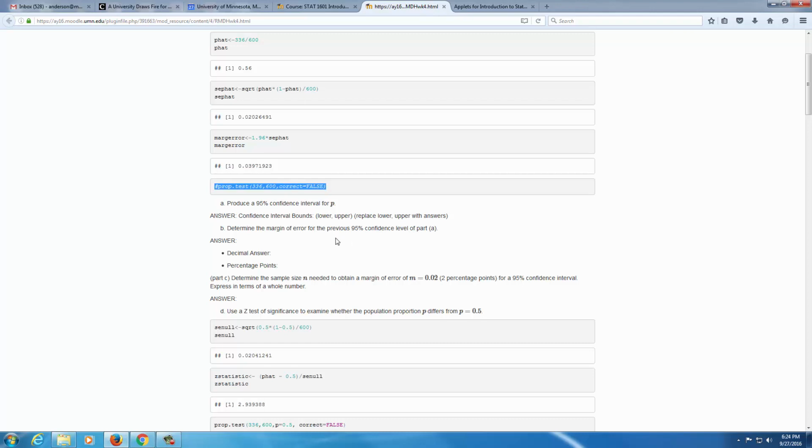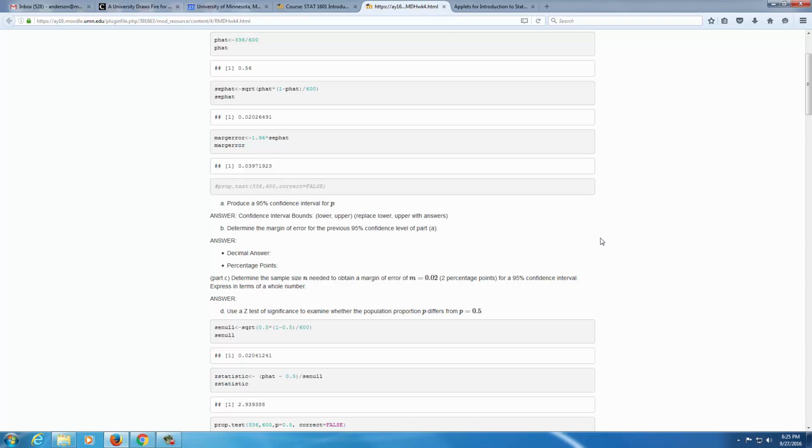Part B, it says determine the margin of error, and that would require you to realize that the plus or minus part of the confidence interval is already computed for you right here. You just need to repeat and type in this value in the answer for the margin of error. That would be the decimal answer. The percentage points interpretation is found by just moving the decimal place 2 places to the right on the margin of error that is provided.